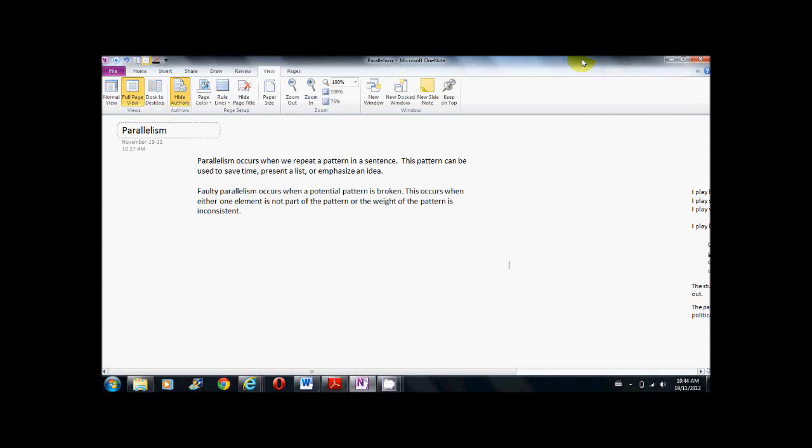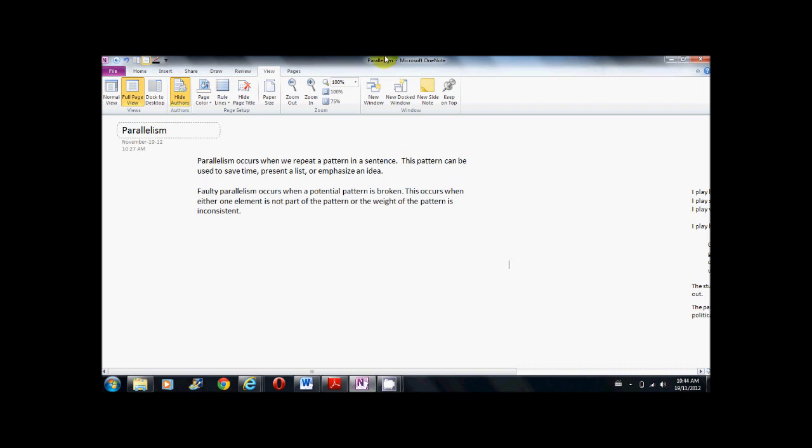So in this quick tutorial, we will take a look at parallelism. We'll start with the definition, then we'll take a look at a definition of what's called faulty parallelism, and then we'll take a look at some examples. And hopefully, once we're through here, you'll have an idea of how to avoid faulty parallelism in your own work and how to create parallel structures that are actually quite satisfying for the reader.